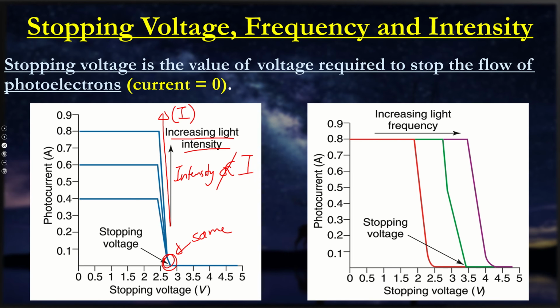Have a look here. And then he did change the frequency. So by changing the frequency, he found that the stopping voltage actually increased. So that's an interesting observation as well. And also, increasing frequency does not affect the current. So frequency is not proportional to current, but frequency is proportional to the stopping voltage required. Okay, so that's quite interesting. So let's have a look with our simulation here.